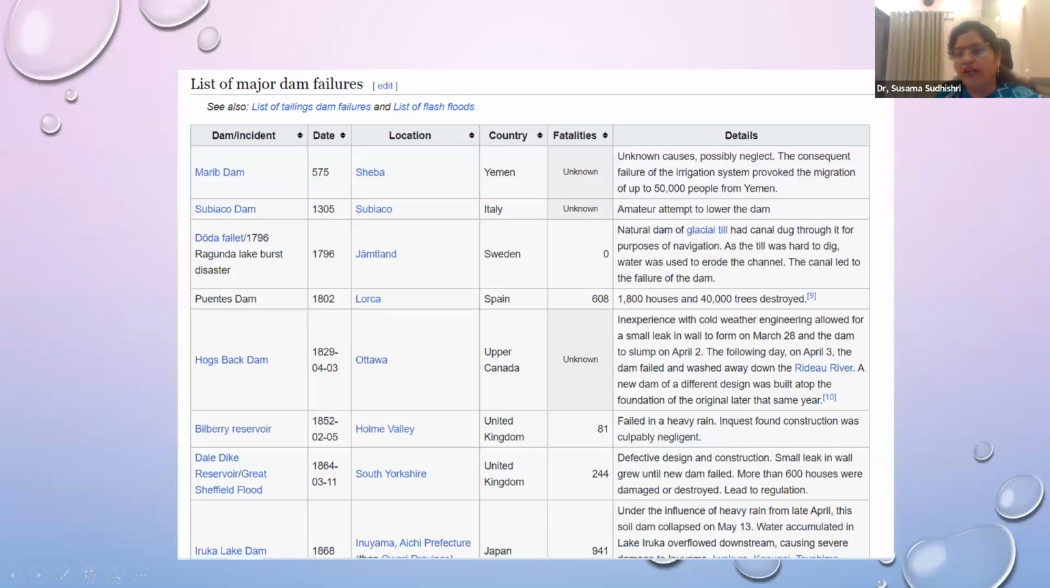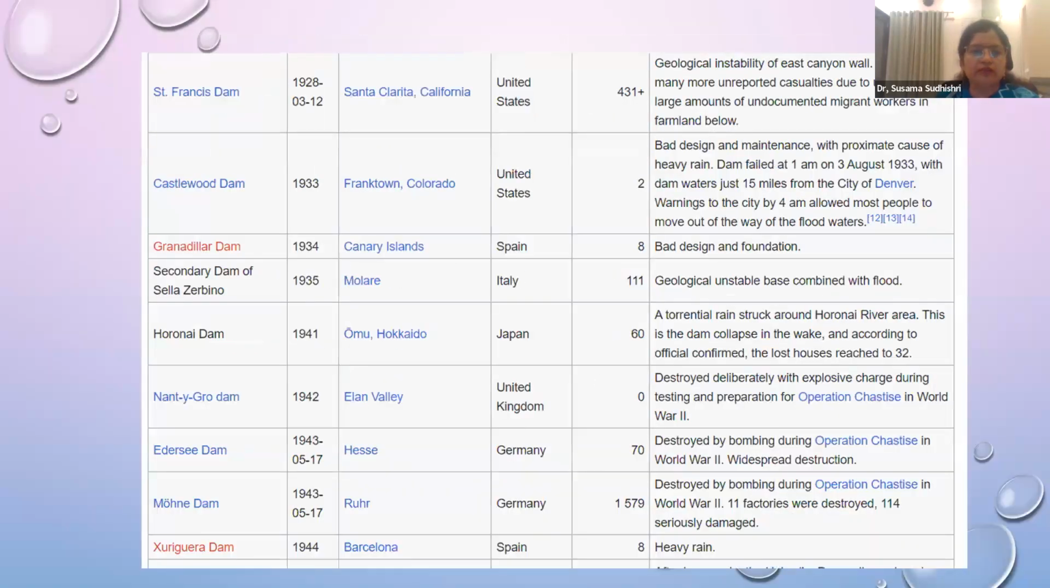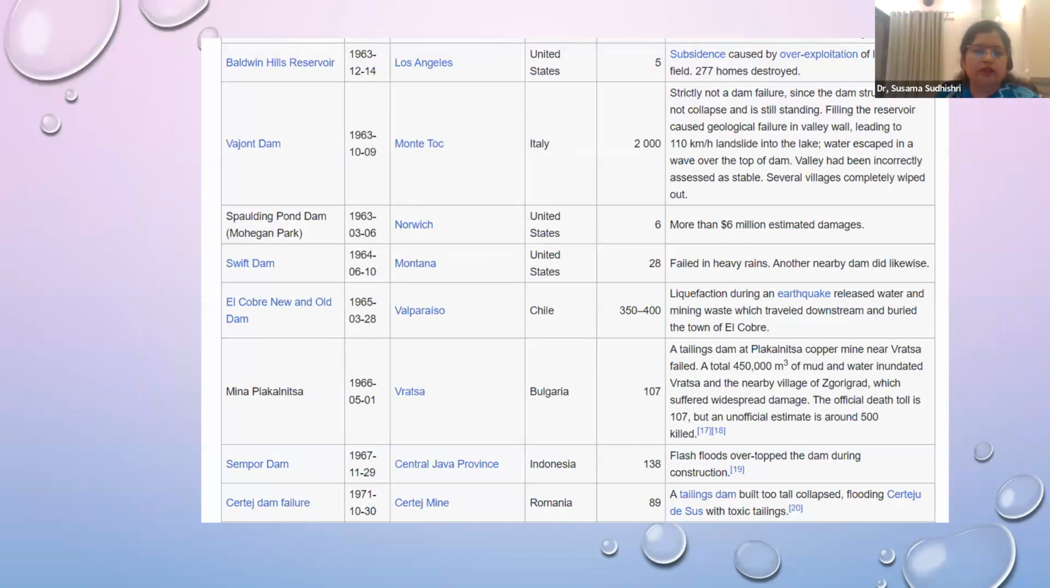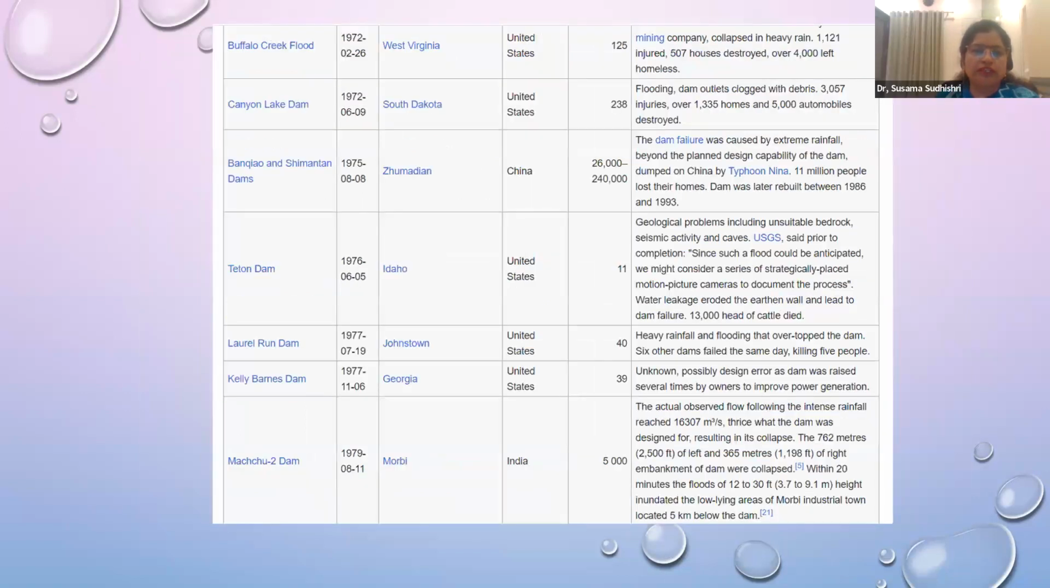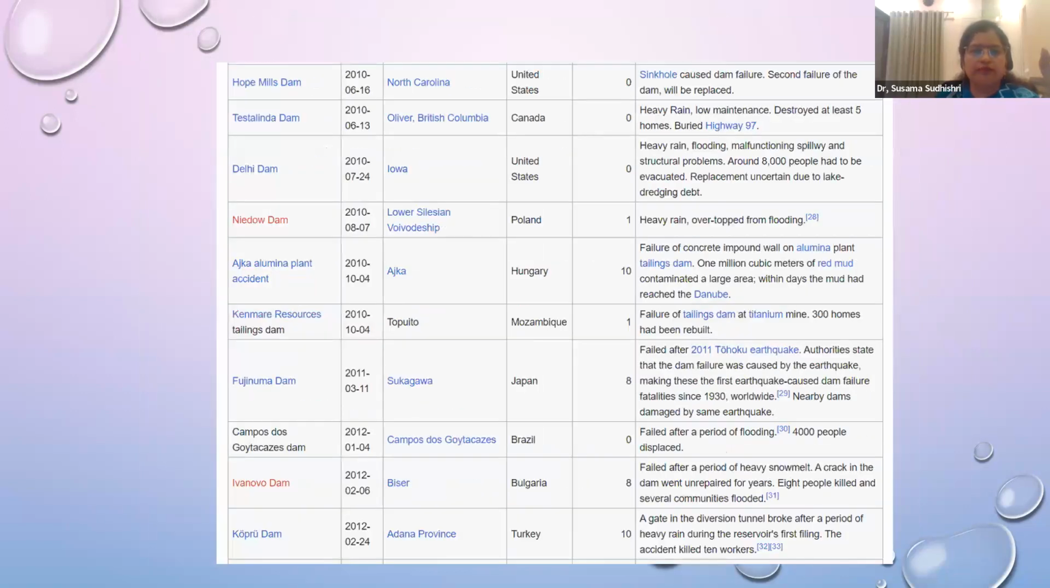Here I have listed some of the 112 dams all over the world, those I listed in my previous slide. These are the reasons of failures of these dams. There are total 112 dams I have listed, and there are so many other dams. These are the major dams all over the world which are facing those problems, one or another. I am not going into detail about all these dams, but these are the reasons of failures.